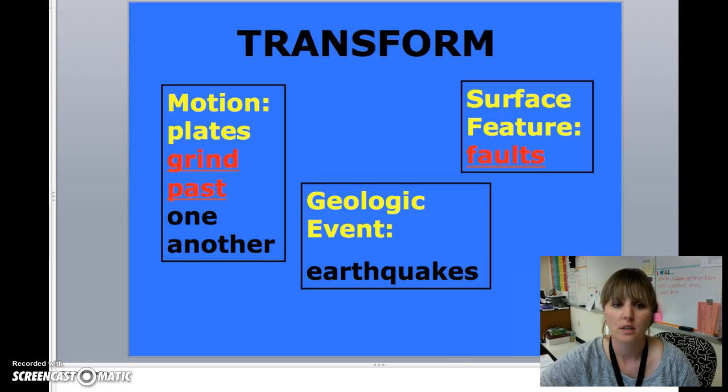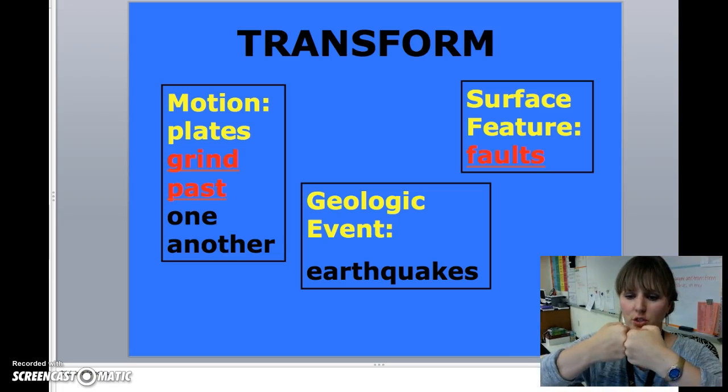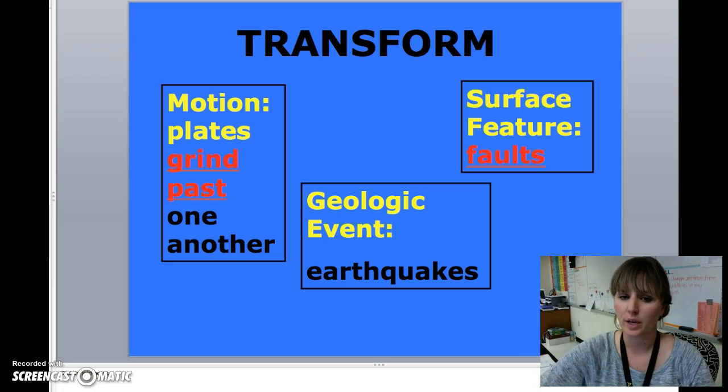Transform boundaries. These are boundaries where the plates grind past each other. The geologic event that occurs at these is an earthquake. Imagine two plates trying to grind past each other and they get stuck, kind of like your knuckles get stuck. When they break free, all that pressure is released and results in an earthquake.